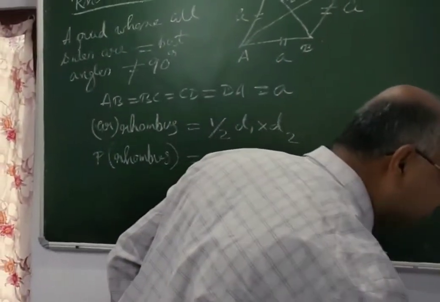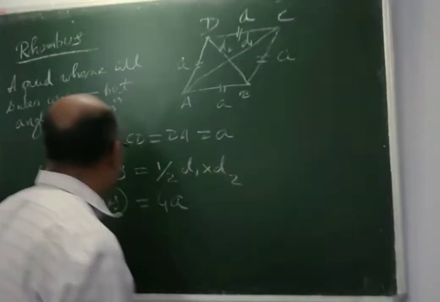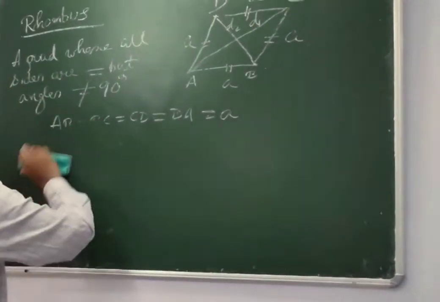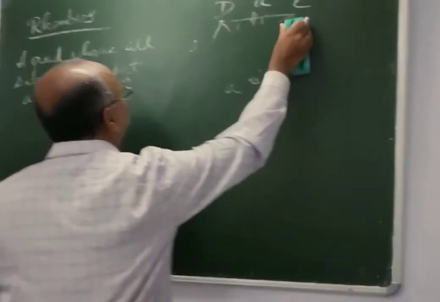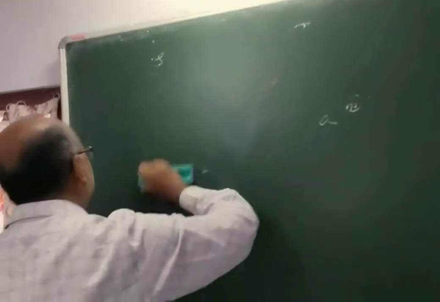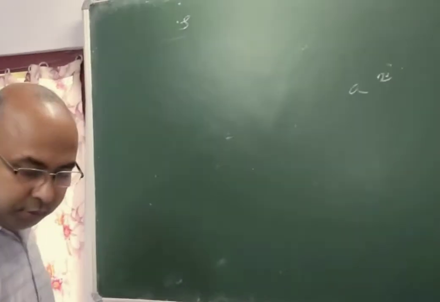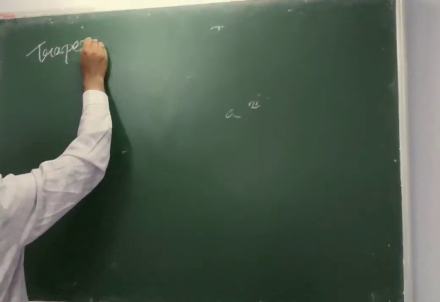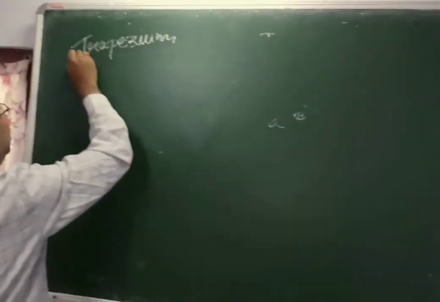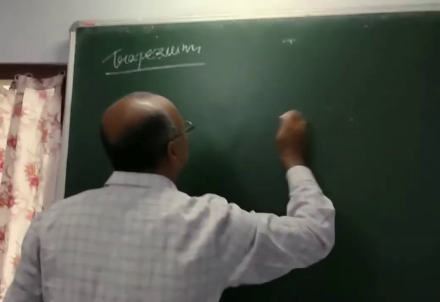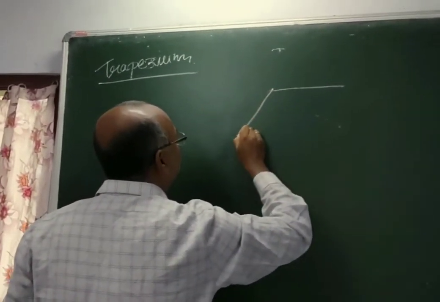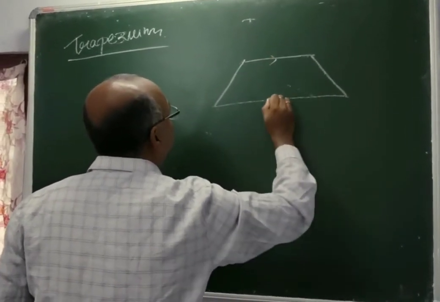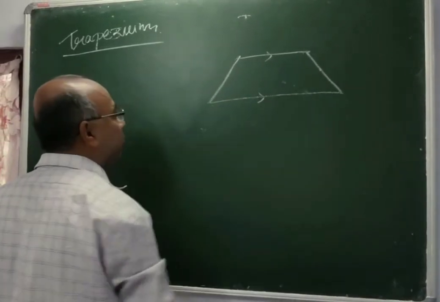Now, the last type of quadrilateral, which is called a trapezium. What does this trapezium mean? A trapezium is a quadrilateral whose one pair of opposite sides is parallel, but the other pair is not parallel. See, these two are parallel, but these two are not parallel.